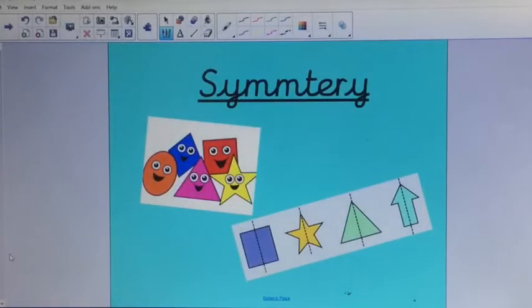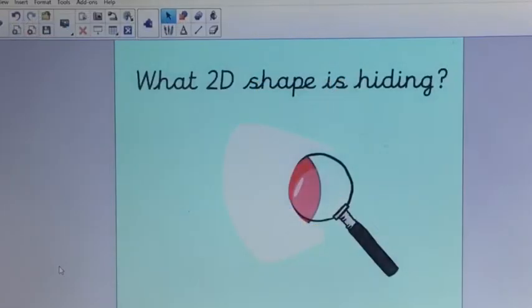Well done everyone for completing your 5-a-day questions. We're now going to get started on our main lesson. And before we look at symmetry itself, we just need to have a little warm-up and a recap of our 2D and some of our 3D shapes, because symmetry is all about shape. So, can you tell me what 2D shape is hiding underneath my magnifying glass here? I'll give you a few seconds to tell your grown-up what shape you think it is, and then I will reveal.